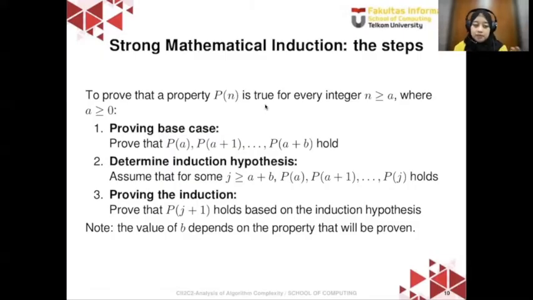And from the base case, we always move to the induction hypothesis. Previously, in ordinary mathematical induction, we only assumed that Pj is true. But here in strong mathematical induction, we assume that Pa until Pj are true. Okay, and next, proving the induction, we prove that Pj plus 1 holds based on the induction hypothesis. This is exactly the same as what we have in ordinary mathematical induction.